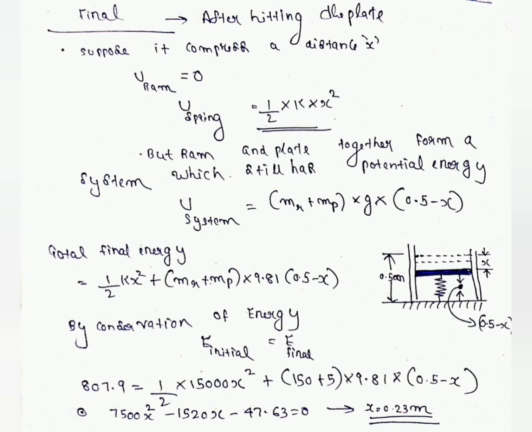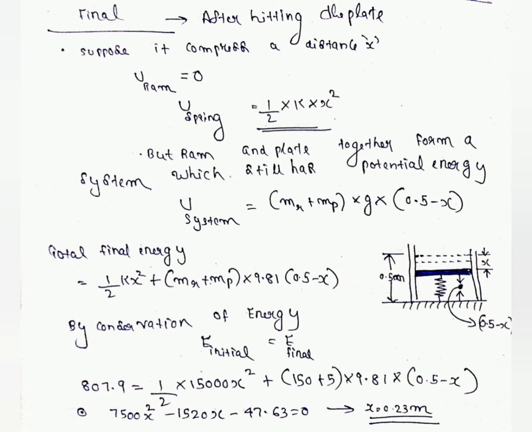So I am writing it as half k x square. That final deflection is x, so obviously the spring energy would be half k x square. So after collision, the ram and plate together form a system. Before collision it was separate units, but after collision they become a single unit, a system. So after collision, guess what? It would have a potential energy. That system will be considered as a total system. We can't consider the ram alone like that because it's not a single unit. After collision, it becomes a combined unit.